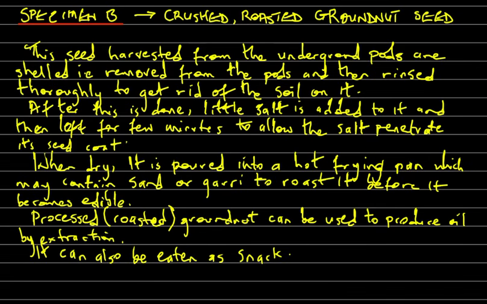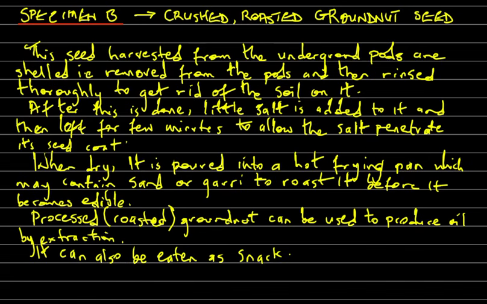after which we roast for a couple of minutes. We can roast either using sand or using garri, and then it becomes edible. Now, processed or roasted groundnuts can be used to produce oil. Like I said earlier, we can extract oil from it, and it can also be eaten as a snack. So that is about that.